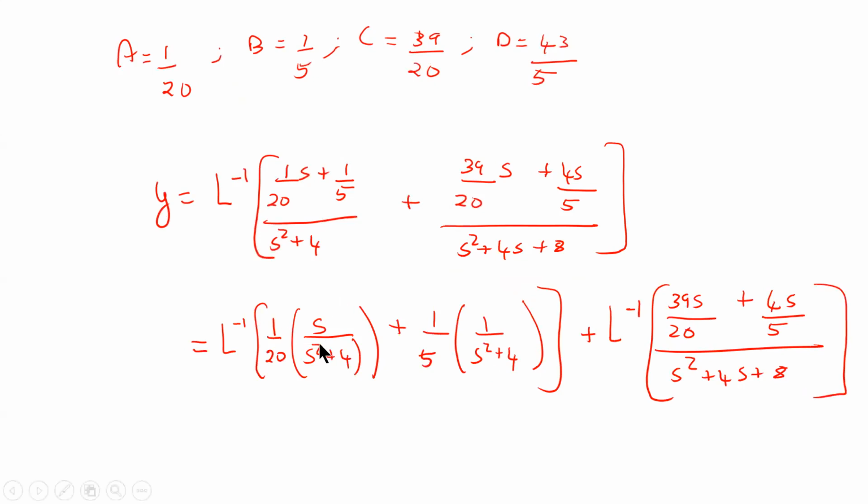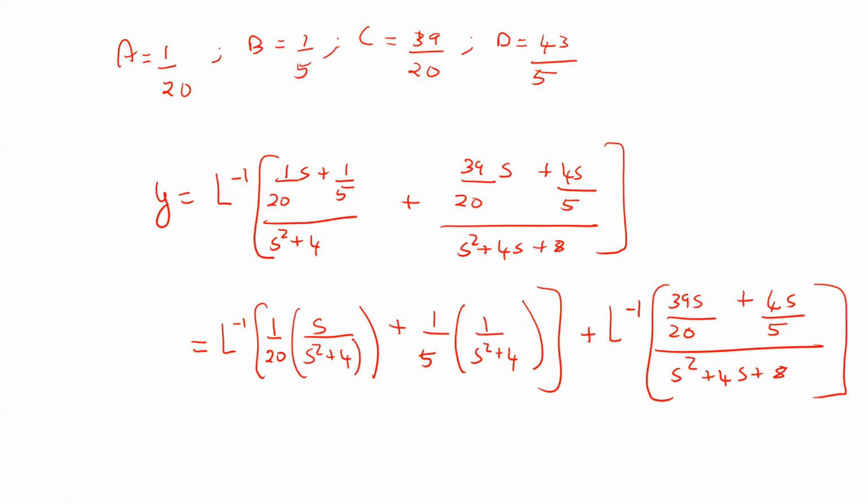The Laplace inverse of s by s square plus 4 is nothing but cos 2t, and the Laplace inverse of 1 by s square plus 4 is 1 by 2 sine 2t. Let me do this inverse transform separately so that there is some time spent on it. Let's take the first case, the inverse transformation of the first quantity.